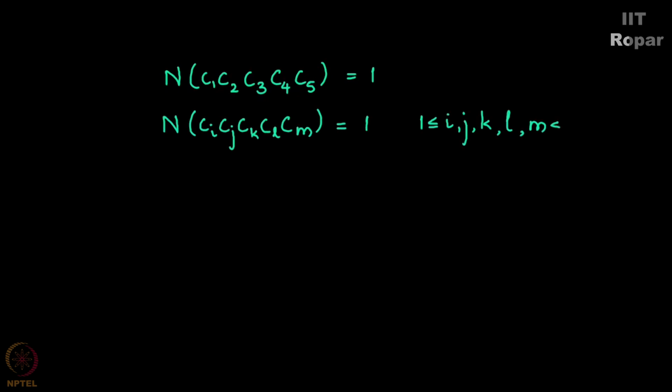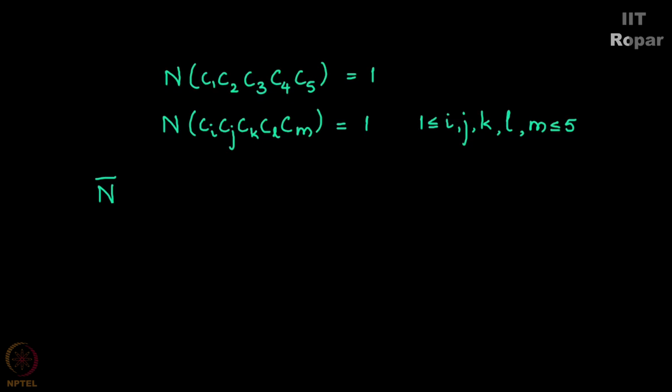What would N of C1, C2, C3, C4, C5 mean? The number of permutations where every person goes to their own house. This is obviously 1, right? So N of Ci, Cj, Ck, Cl, Cm is 1 for all of them between 1 to 5. Now, the question is, what is N bar, which is N of C1 bar, C2 bar, C3 bar, C4 bar and C5 bar.